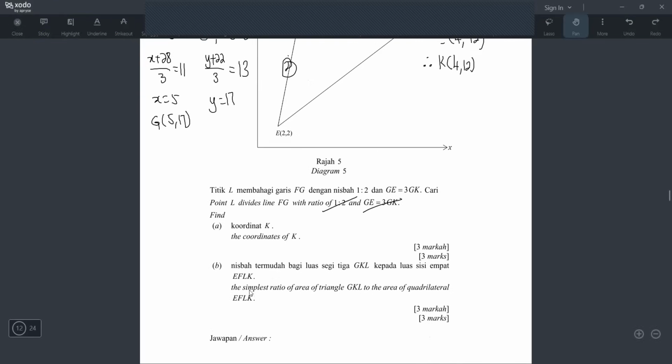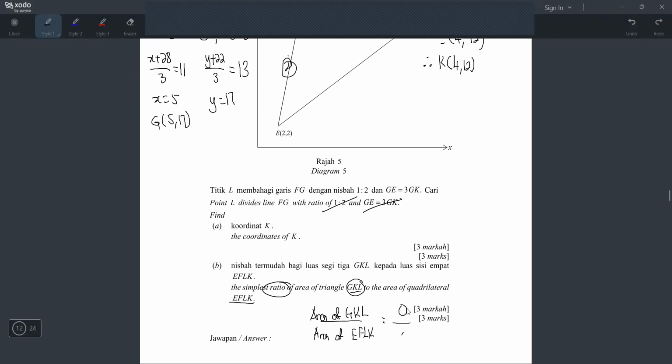Okay, B, it says find the simplest ratio of the area of triangle GKL to the area of triangle EFLK. What does it mean by find simplest ratio? It means they want you to get the area of triangle GKL, so the area of GKL divided by the area of EFLK. This is what they want now. When you divide and then simplify these two numbers, you will eventually get the ratio. When you write in fraction, you can convert to ratio easily. If this one is 3/5, it means the ratio is 3/5, right? If it's 5/7, then it's 5/7.